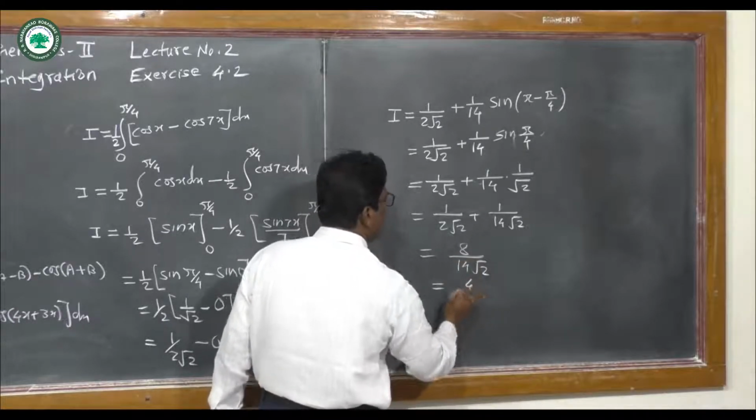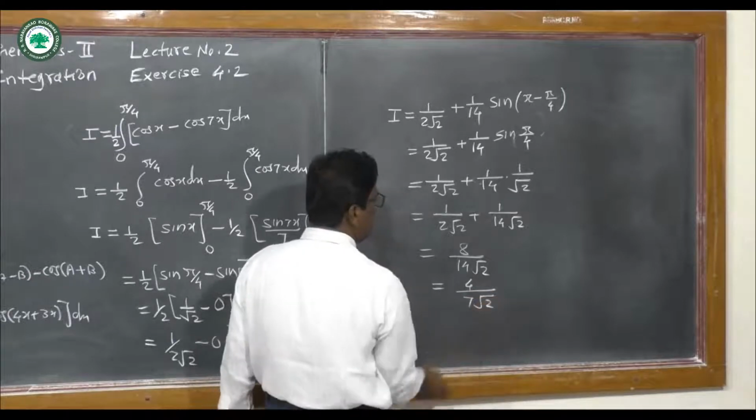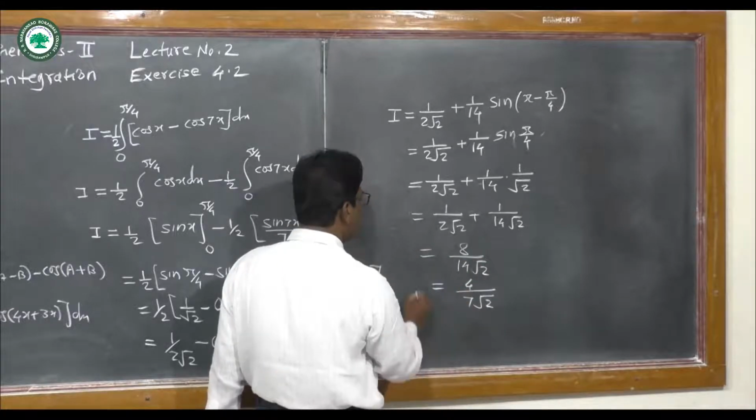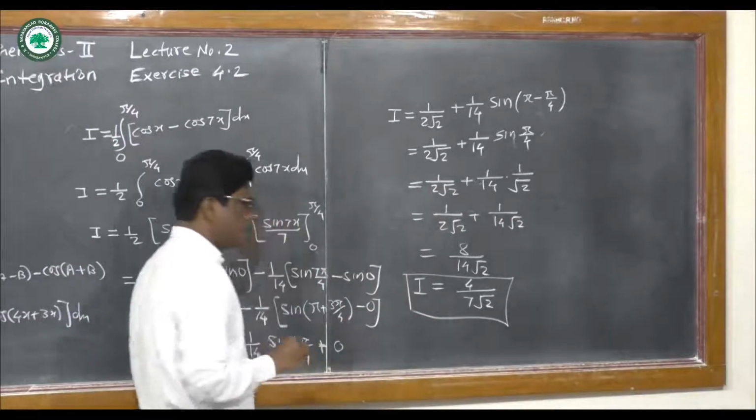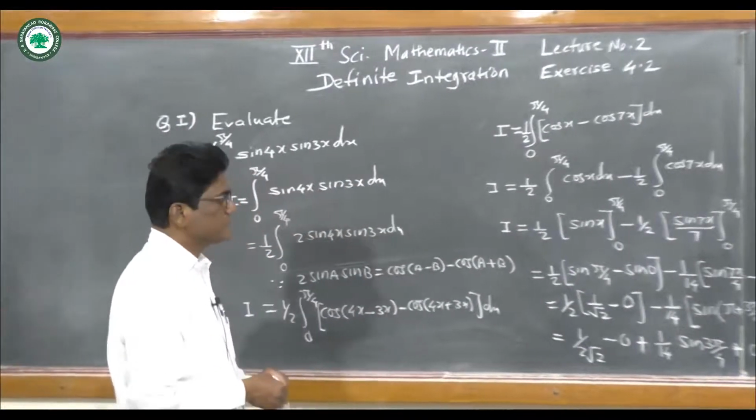2 4s are 8 and 2 7s are 14. We divide by 2 to this 8 and 14. So we get 4 upon 7 into root 2. This is the required solution. So highlight this solution, take the screenshot and write in your notebook.